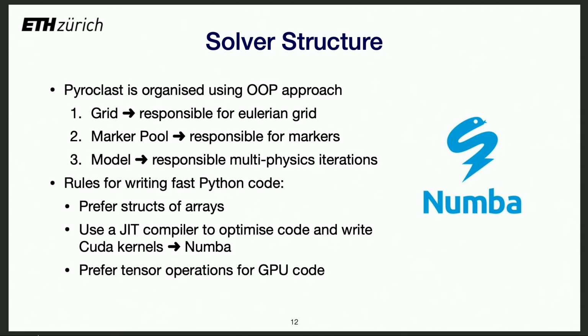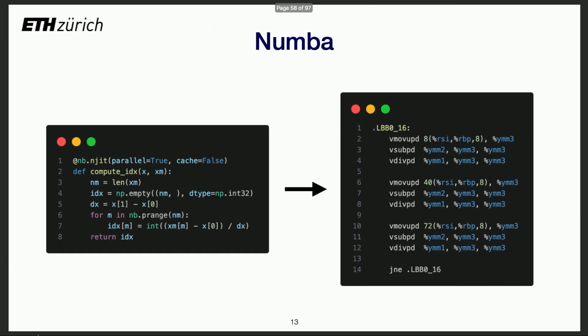And of course, I try to follow a few rules for writing fast Python code. Try to work with arrays as much as possible in Python. I heavily rely on a JIT compiler to optimize code and write CUDA kernels, and this is Numba. And I prefer to run tensor operations on GPUs via CuPy whenever possible because the tensor cores are really fast.